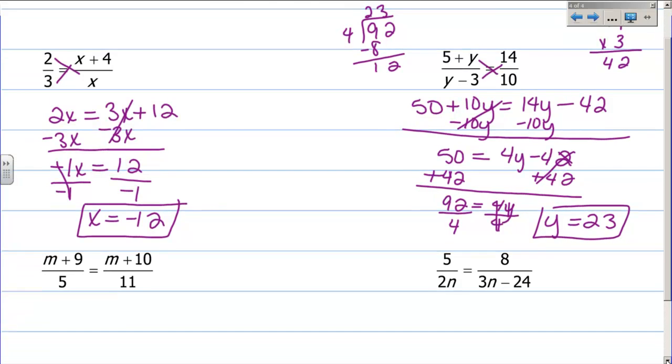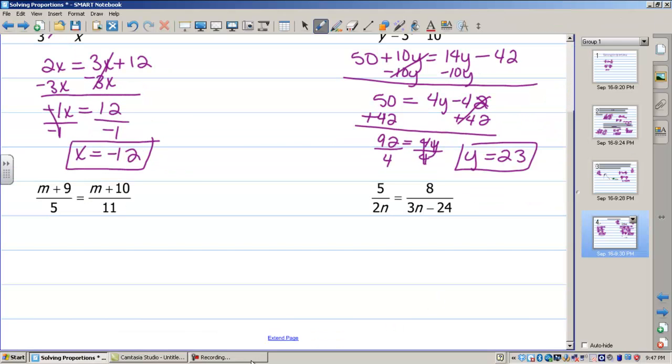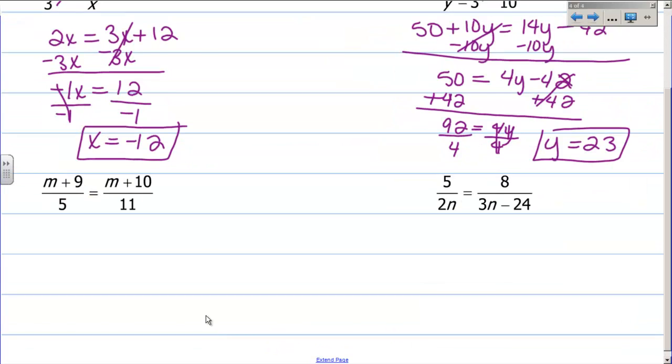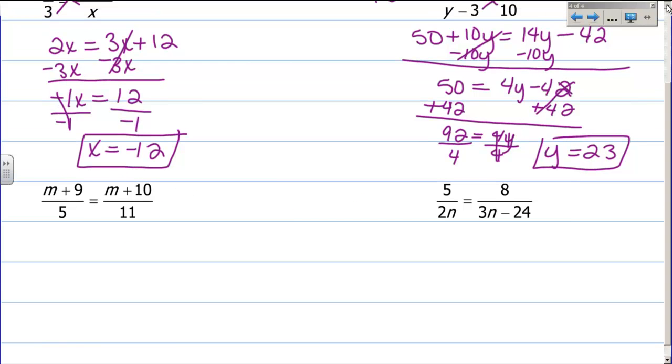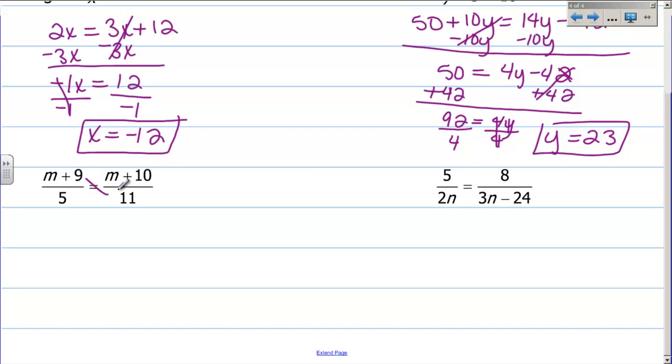Let's do just a couple more. So here's the next one I want to do, the one with the m's. Make sure you find it on your paper so you're solving the right one. It looks like the one we just did, except the m's are both in the numerator, but it will operate exactly the same. So let's cross multiply this way first. So 11 times both of these. 11 times m is 11m, and 11 times 9 is 99. And then when I cross multiply this way, 5 times m is 5m, and 5 times 10 is 50.